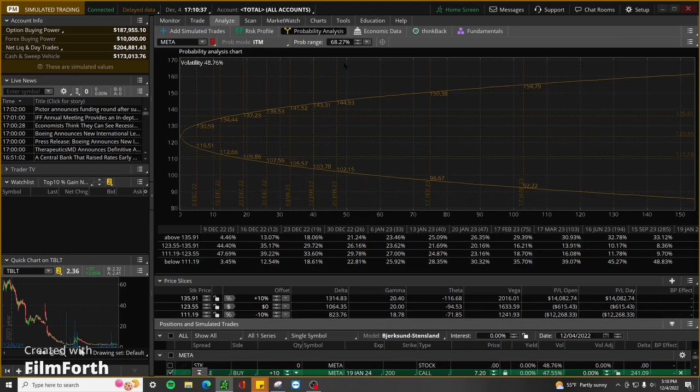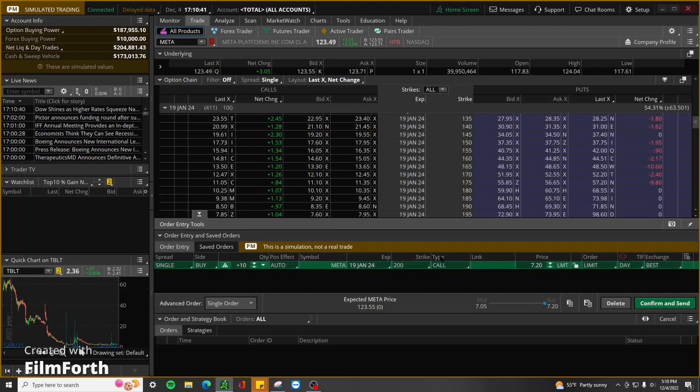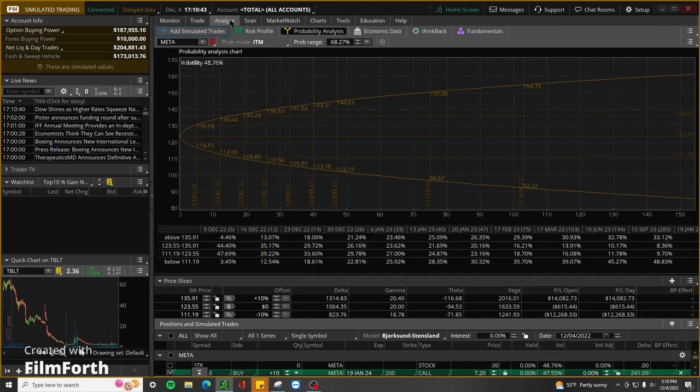You can also access this tab by, once you put in your entry, you just tab over to analyze and then you click on probability analysis and it'll display the probability analysis graph and everything like that. So the y-axis is going to have your price action. The x-axis is going to have the number of days out into the future, or expiration dates. As you see these vertical lines here, you're going to have expiration dates that show up on the pricing model.